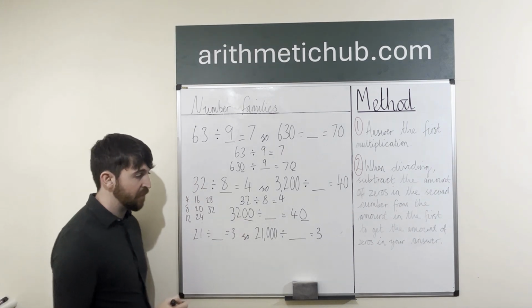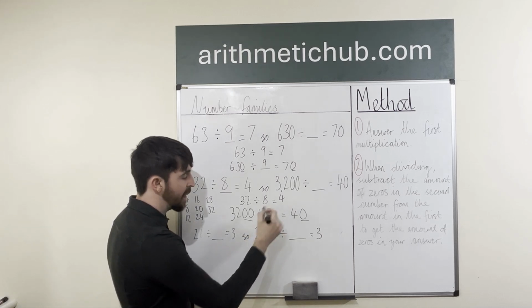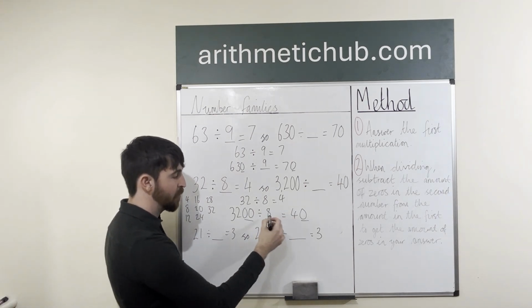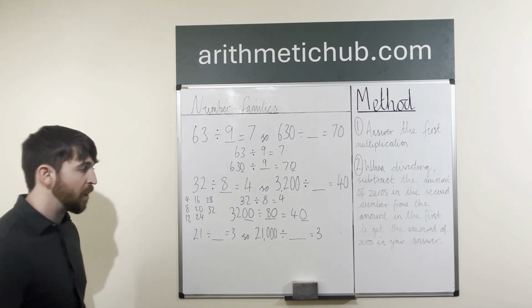Here I've got 2 zeros. So what I'm going to need to do is write 8 in here, and I want to take 1 zero off. So I've got a 0, so I'm down to 1 zero in my answer. So what I would do is I put another 0 in my question.